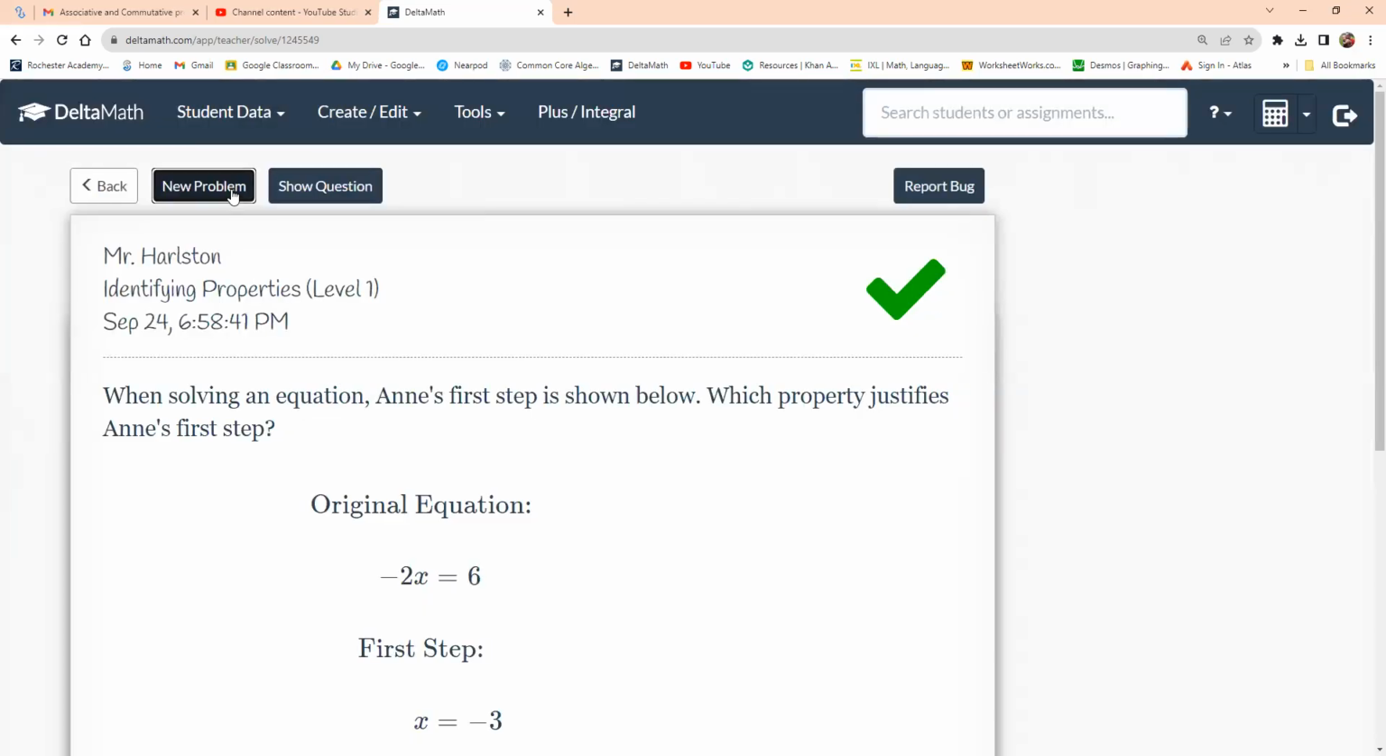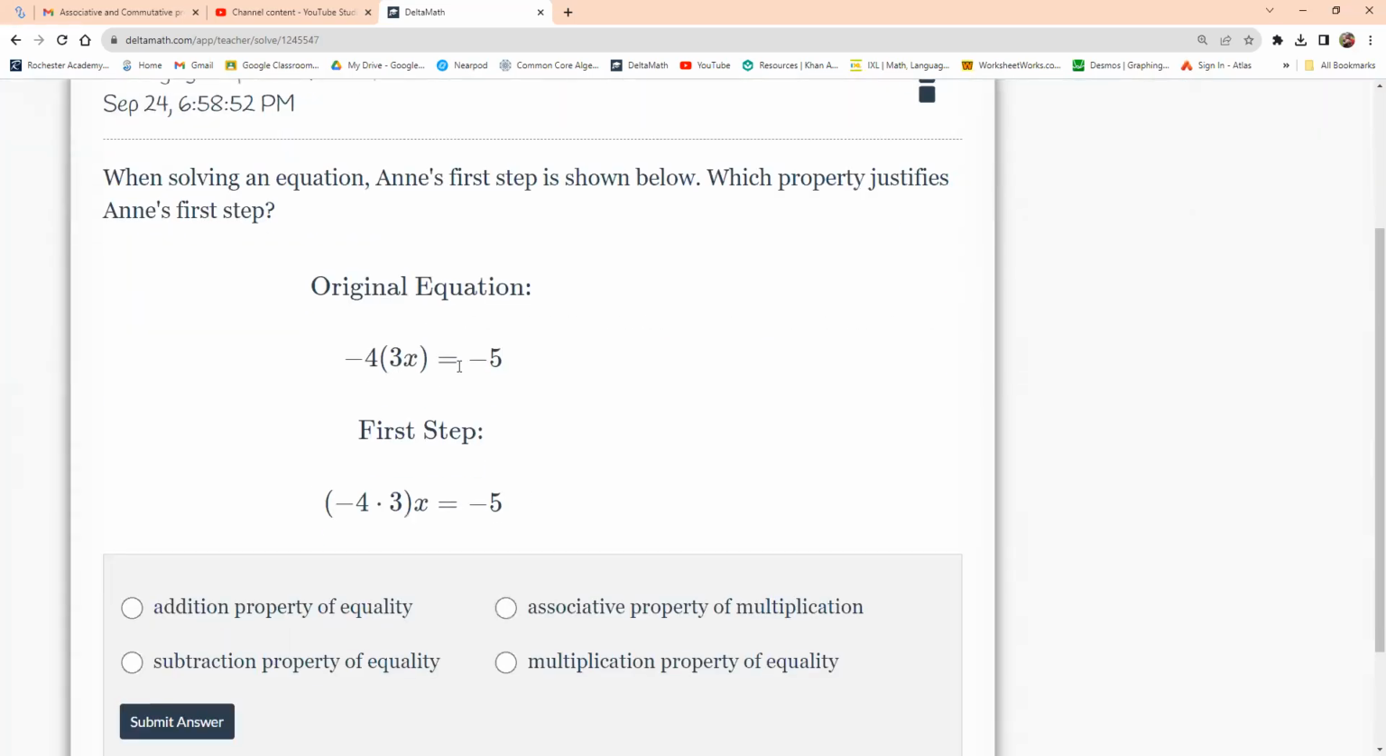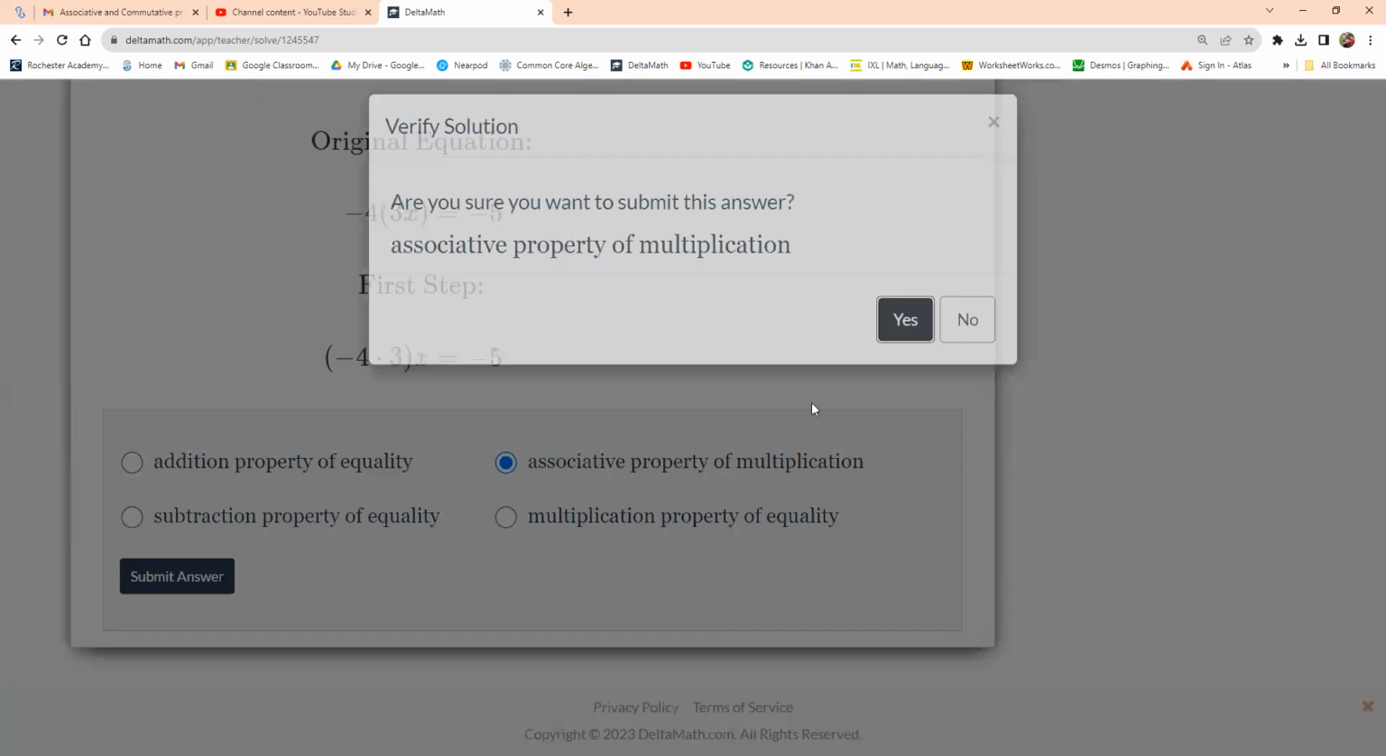Let's see. One more. This one, we just regrouped. So we changed where the parentheses were. Okay, we were associating 3 and x. Now we're associating a negative 4 and 3. So this is the associative property of multiplication. So we would go here. That's our answer. And that's all we're doing.